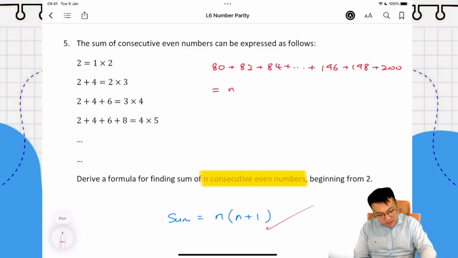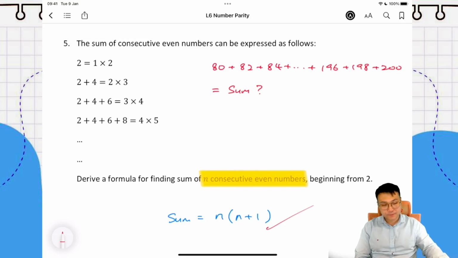Tell me what is n times... What is n? Tell me what is the value of n. Okay, just tell me the final answer. Tell me what is the sum. What is the final answer here, please? I give you 2 minutes. Type your answer in the chat.